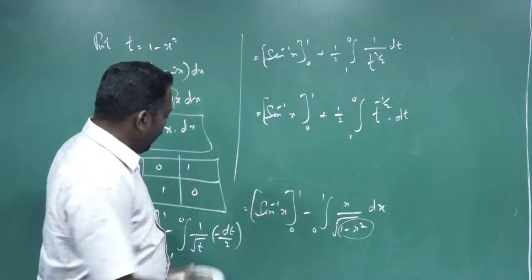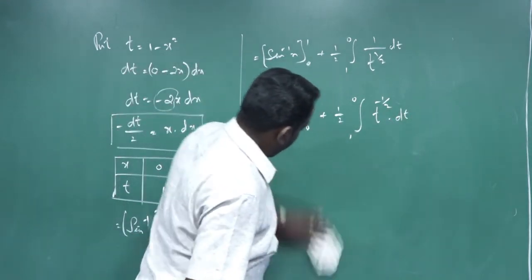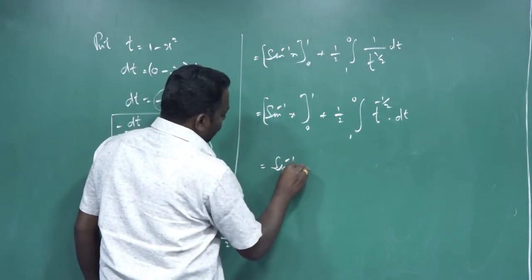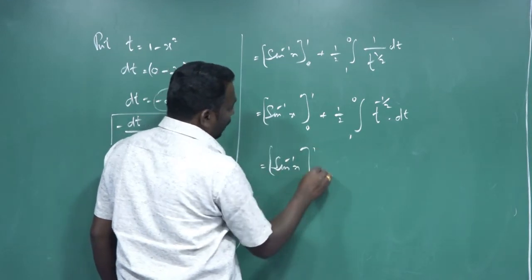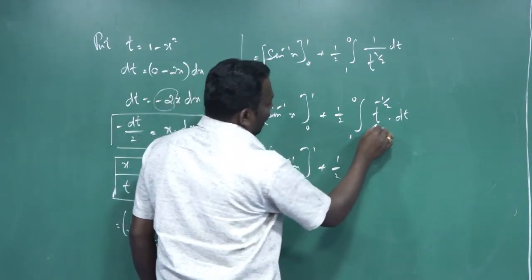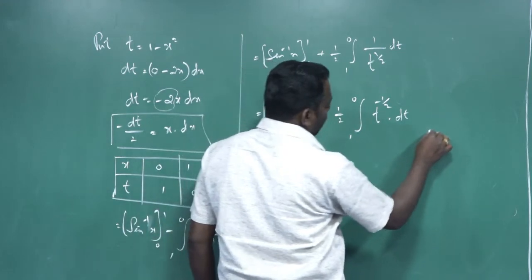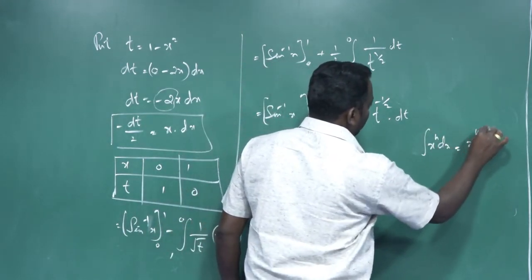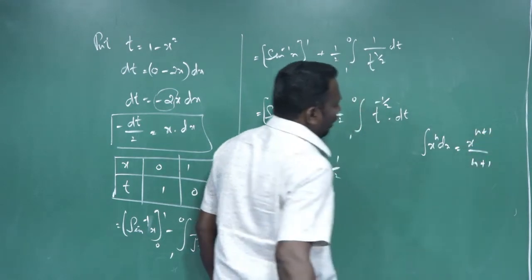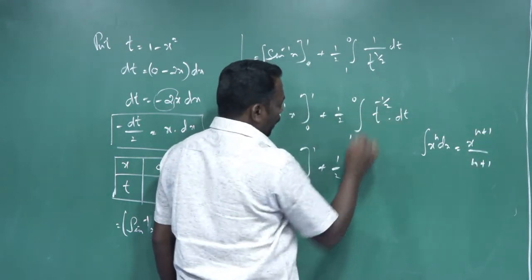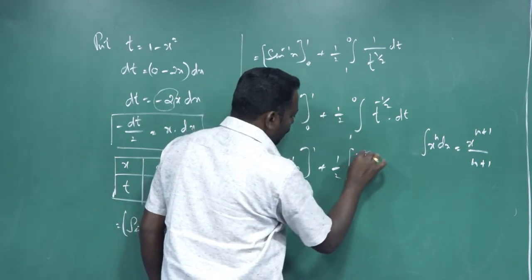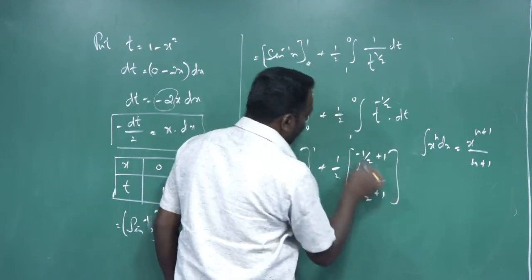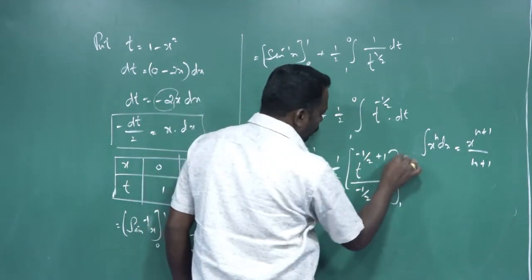Now we have to integrate. That is equal to sin inverse of x, limits 0 to 1 as it is, plus 1 by 2, and integration of this one: the integral of x power n dx is equal to x power n plus 1 by n plus 1, which is called the integral formula. Here n equal to minus 1 by 2. Therefore t power minus 1 by 2 plus 1 by minus 1 by 2 plus 1. The limits are 1 to 0.